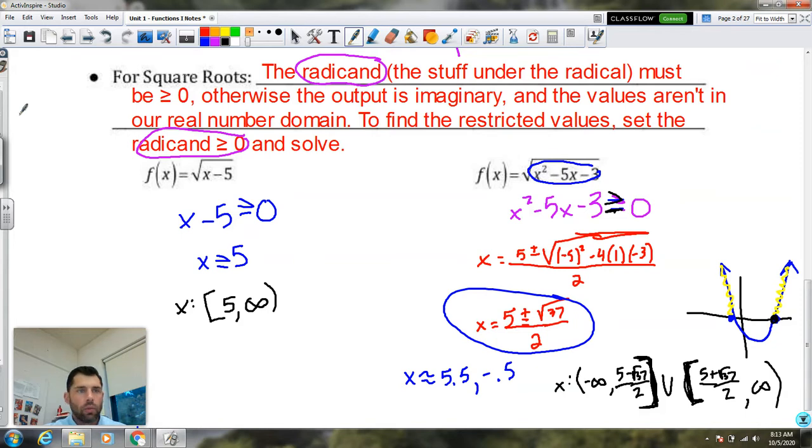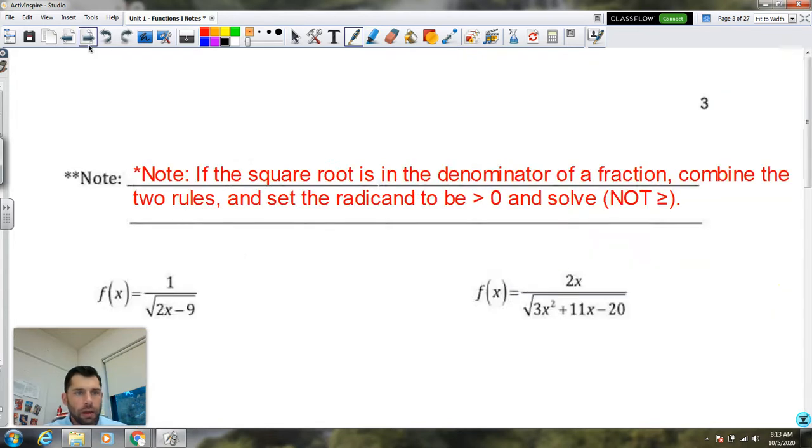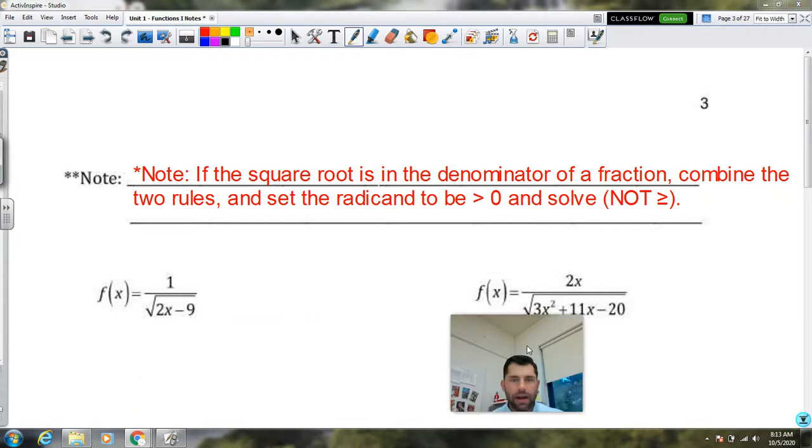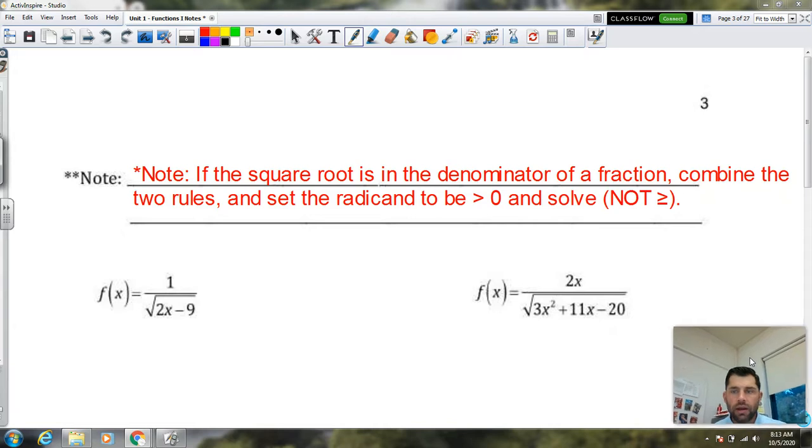All right, one last thing before we're done. Now, what if it's a combo platter? What if both things happen? So if the square root is in the denominator, we combine the two rules. We set the radicand to be greater than 0, not greater than or equal to.